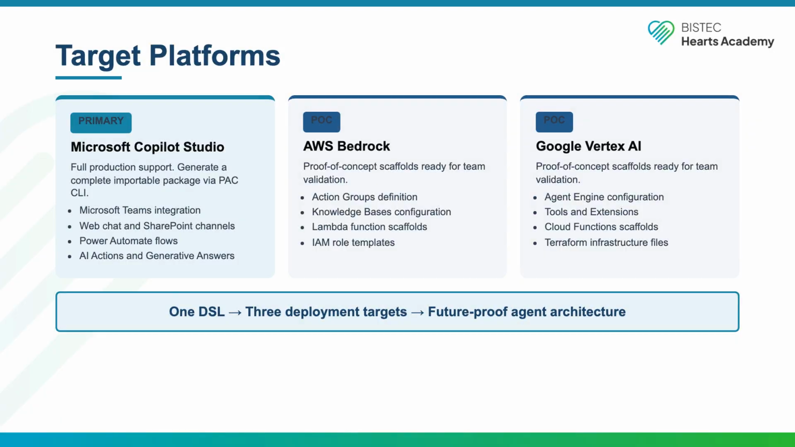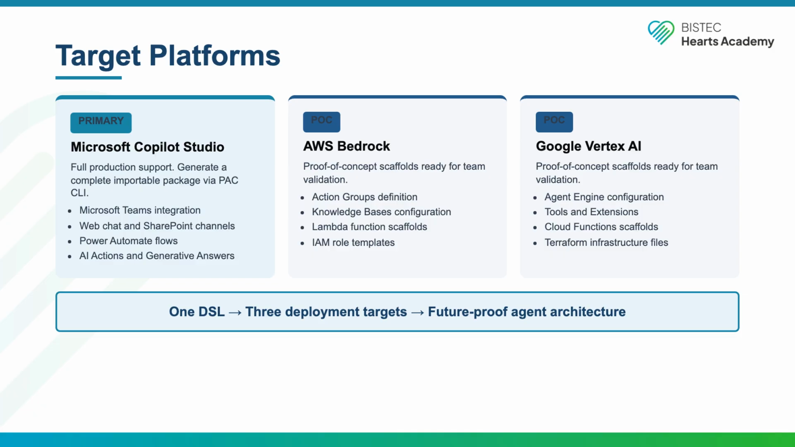Build Studio currently targets 3 deployment platforms. Microsoft Copilot Studio is the primary target, with full production support. When you complete the generation phase, you receive a complete, importable solution package deployed via the pack CLI. It supports Microsoft Teams integration, web chat and SharePoint channels, Power Automate flows, and AI actions with generative answers.